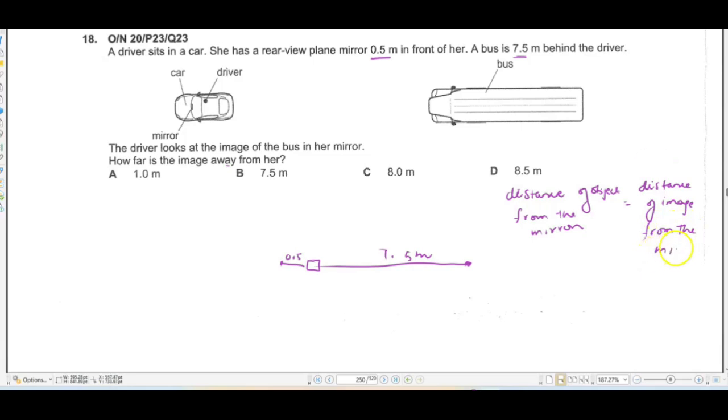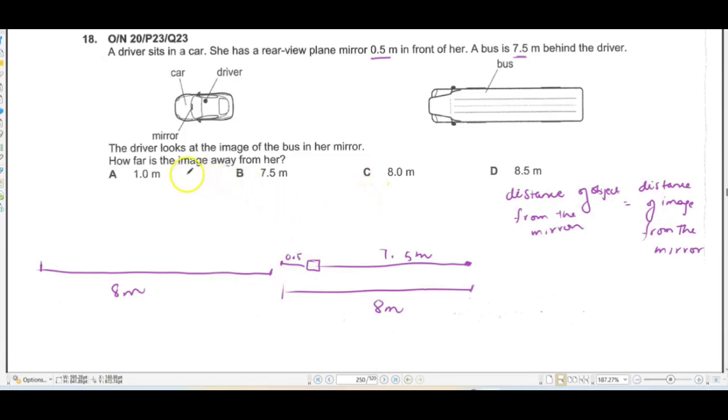ठीक है? The distance of the object from the mirror is 7.5 plus 0.5, that is 8 meters. ठीक है? So the distance of the image from the mirror should also be equal to 8 meters. ठीक है? It would be behind this mirror. अच्छा, so the logical answer that you would assume is 8 meters.